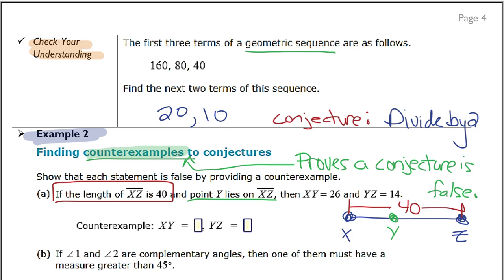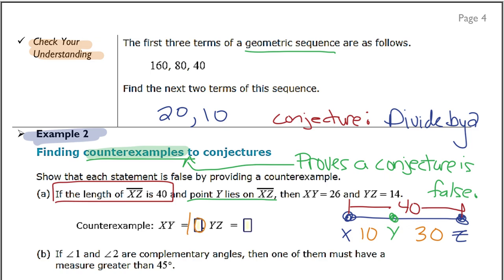Now, the then part says that XY has to be 26. So this length has to be 26 and YZ has to be 14. Is that true? Does this have to be 26 and 14? Well, the way I set it up, it doesn't even look like this one is bigger than that one. So we could just put in any numbers that add up to 40. So I could say that this is 10 and this is 30, which it kind of looks like maybe based off of the way I drew it.